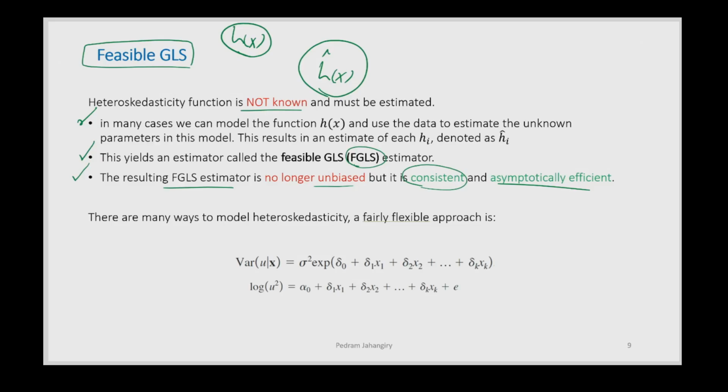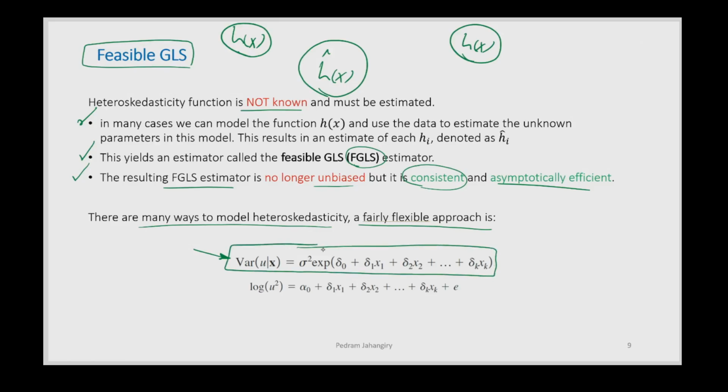Okay, so let's see what is this h of x that we don't know, right? If you don't know a functional form, you have to make some assumptions. This is economics or econometrics. We live in a world with lots of assumptions, right? There are many ways to model this heteroskedasticity function, but a fairly flexible approach is this one. We're going to say that the variance of u given x is equal to this. And guys, remember, this is an assumption. It's a number multiplied by e to the power of a linear function of explanatory variables.